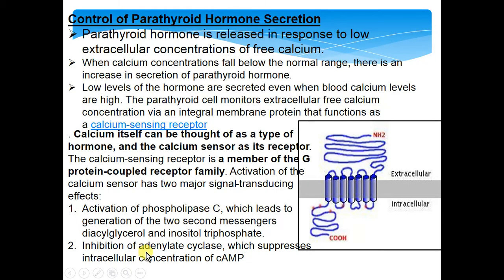The second effect is inhibition of adenylate cyclase, which suppresses the intracellular concentration of cyclic AMP.